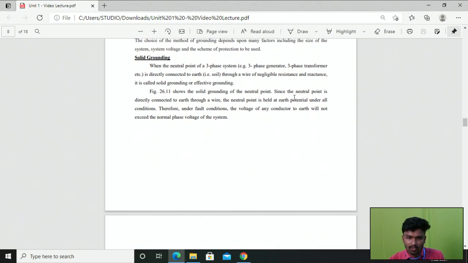The first one is solid grounding. Solid grounding is when the neutral point of your three-phase system, for example a three-phase generator or three-phase transformer, is connected to the earth directly through a very small wire having negligible resistance or reactance. The other name for solid grounding is effective grounding.